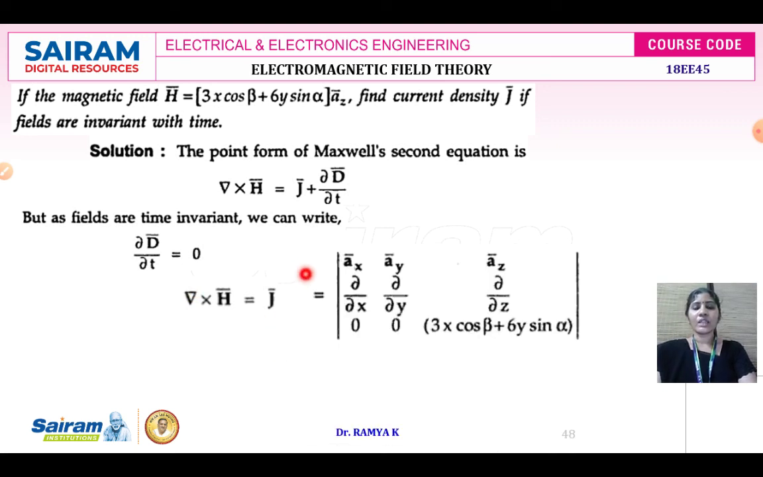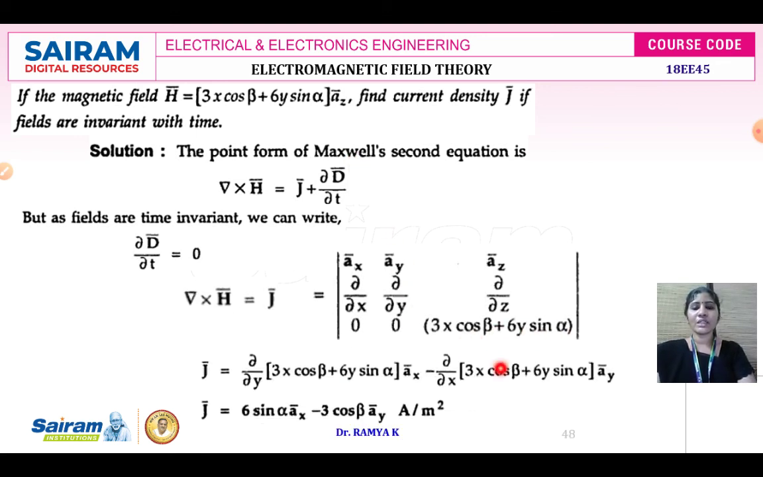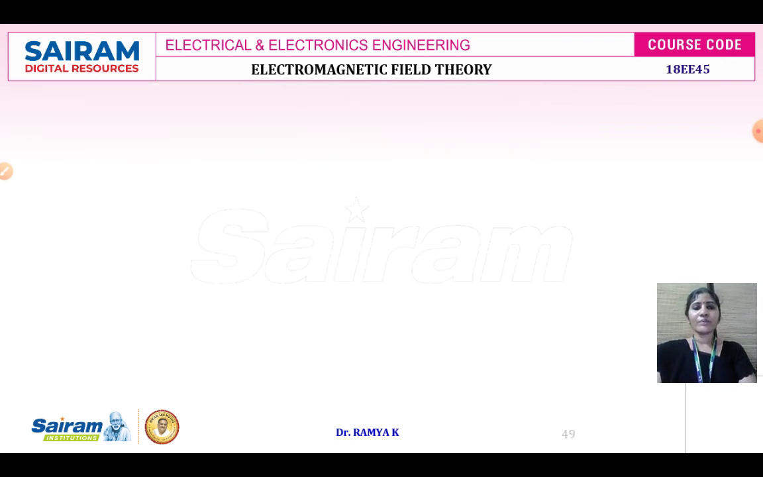Substituting in terms of curl, this is your curl formula: Ax, Ay, Az, dou by dou x, dou by dou y, dou by dou z. In the first row, the coefficients are taken from the given magnetic field. So here only one direction is available. Substituting over here, we'll get the value of the current density as 6 sin alpha Ax minus 3 cos beta Ay ampere per meter square. Now coming back to the next problem.